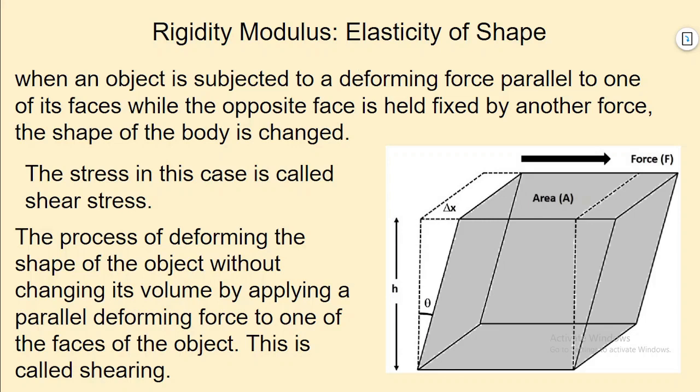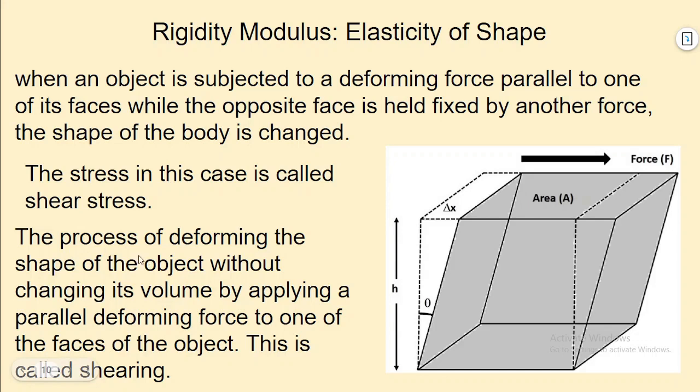In that case we say that the object gets sheared, and the stress we applied for making the body get sheared is called the shear stress. That is, when an object is subjected to a deforming force parallel to one of its faces, while the opposite face is held fixed by another force, the shape of the body is changed, and the stress in this case is called the shear stress.